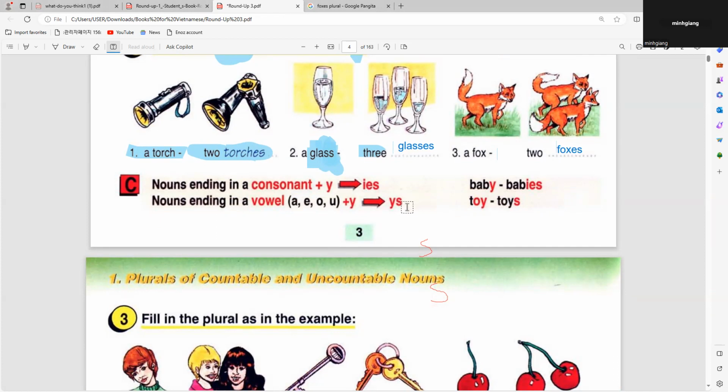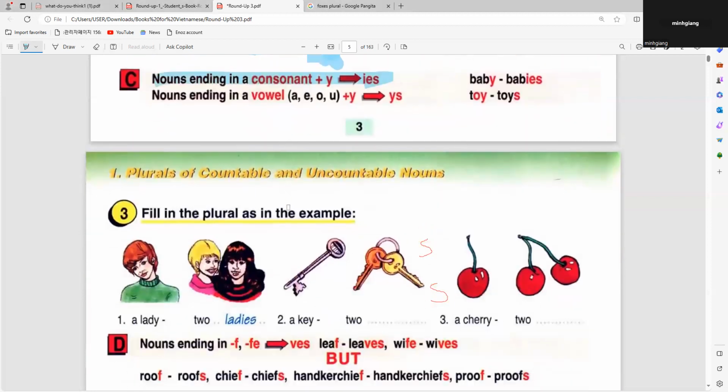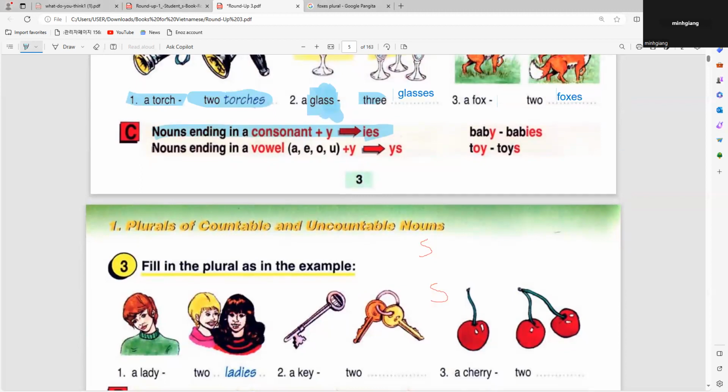Very good, that's right. Okay, so let's have now our letter C. Please read nouns ending in a consonant plus Y. Consonant plus Y equals I-E-S. Okay, this one is letter B. Before letter Y is letter B. Letter B is a consonant, not a vowel.